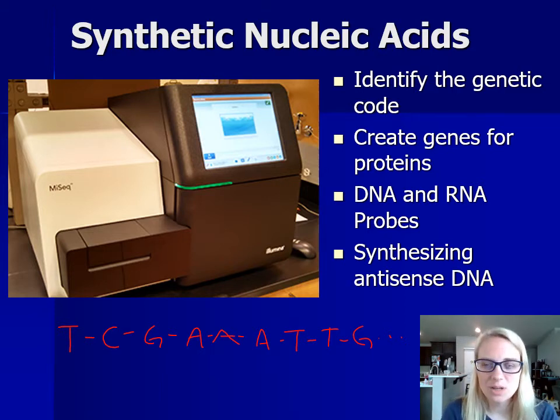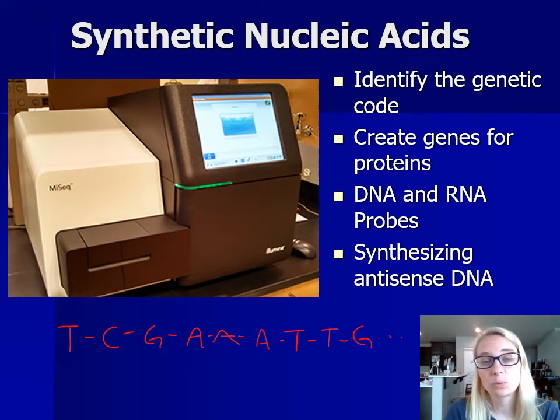Now, how are you going to know what sequence you want to put in there? Well, there's lots of different ways. If you know a protein's amino acid sequence, you could work backwards and figure out the mRNA sequence and find the complementary to that. So you could make your own gene that would eventually lead to that protein.